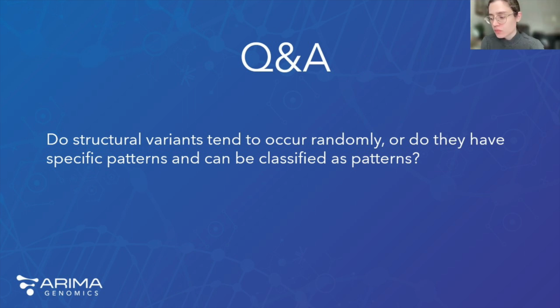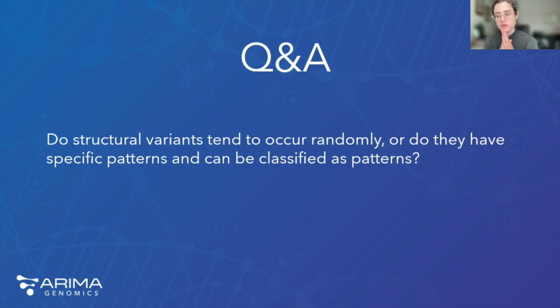So I see two sides of this question. The first side, whether they can occur randomly, I think yes. There is definitely research going on to determine whether some specific chromatin features might make a region more prone to an SV, like a breakpoint. I'm not aware of any specific features right now.